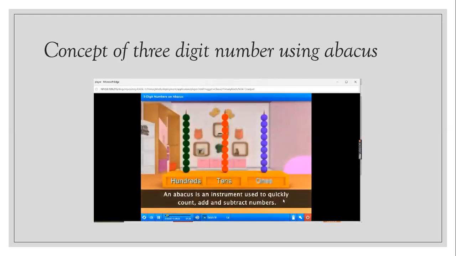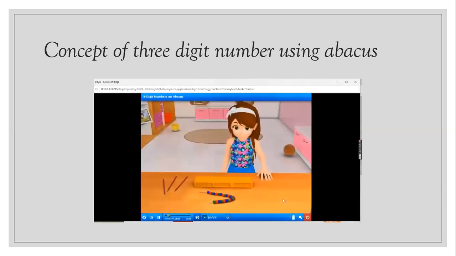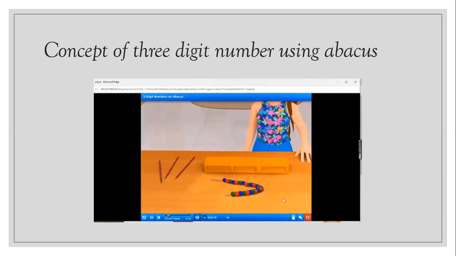We can do this by making an abacus. An abacus is an instrument used to quickly count, add, and subtract numbers. Let us make a simple abacus. To make a simple abacus to show numbers up to 999, we need a block of plasticine, 3 pieces of wire, and Sella's string of 27 beads.